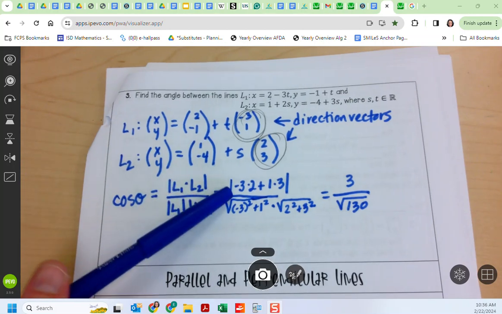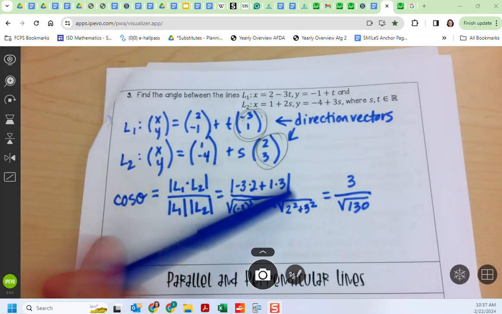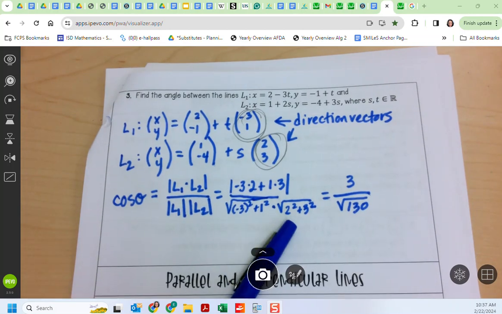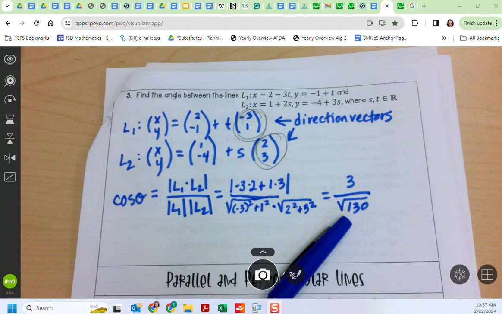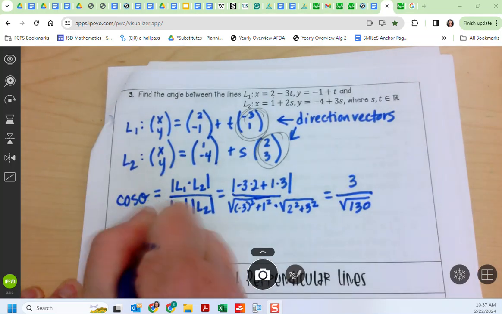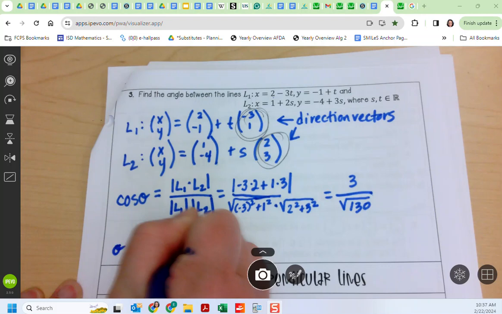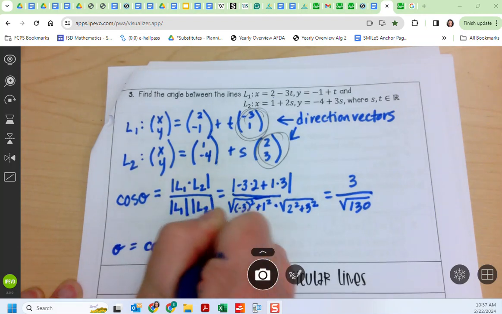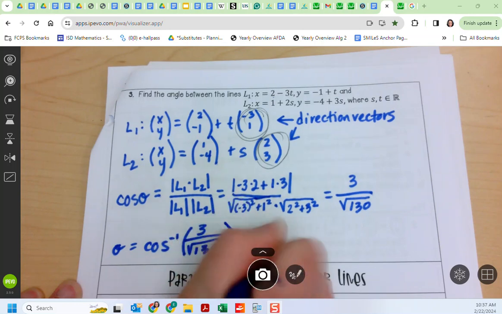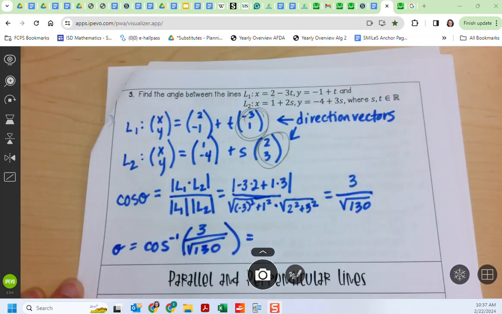So on the top, I just multiplied and added and took the absolute value. On the bottom, I got the square root of 10 times the square root of 13, which is the square root of 130. And now that's what cosine theta equals. So to find theta, I need to do inverse cosine. So I'm going to do theta is equal to inverse cosine of 3 over square root of 130. Okay, so I'm going to give you a minute to catch up and to find that final answer.